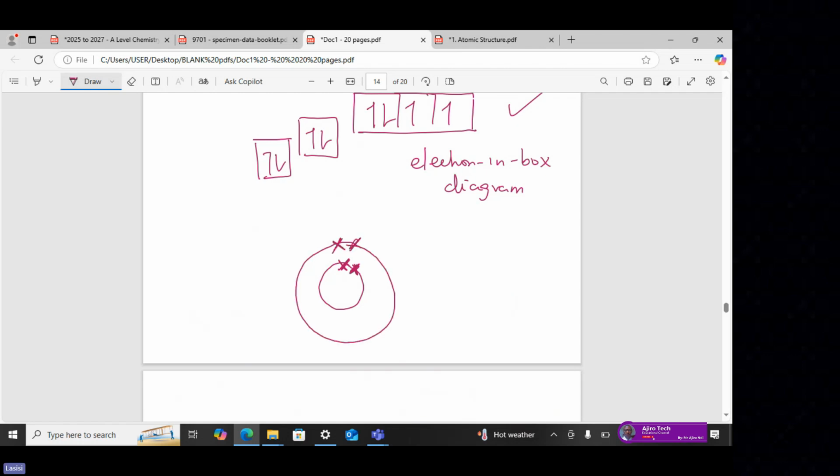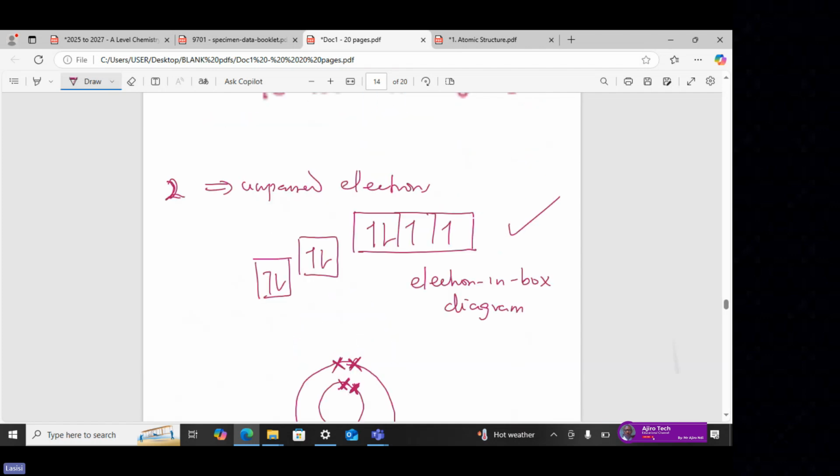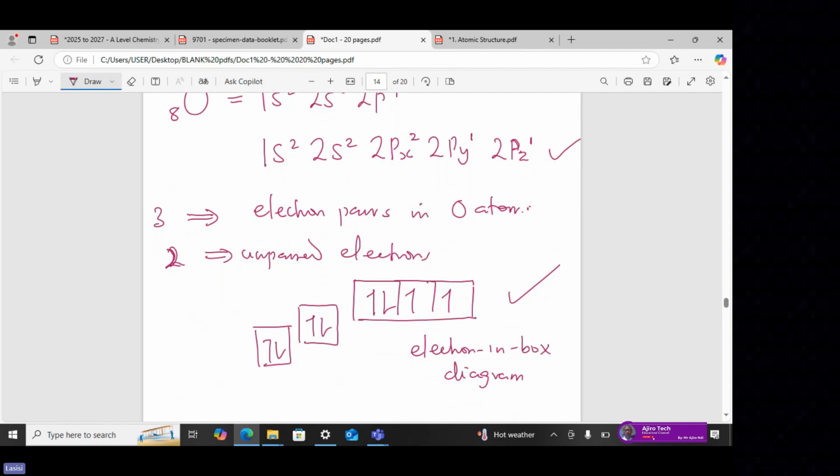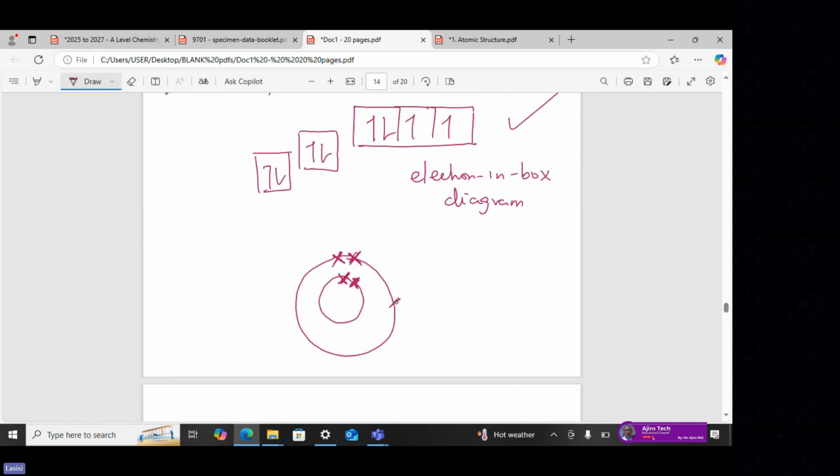2s2. Then 2p. How many 2p is there? 2px2. Pay attention: 2px2, 2py1, 2pz1. That's how oxygen should be represented. You can't just say 2, 2, 2. No, that's not true. Let me label them for you.